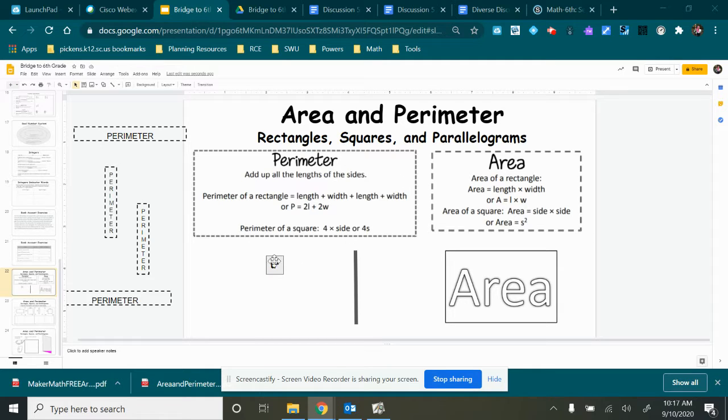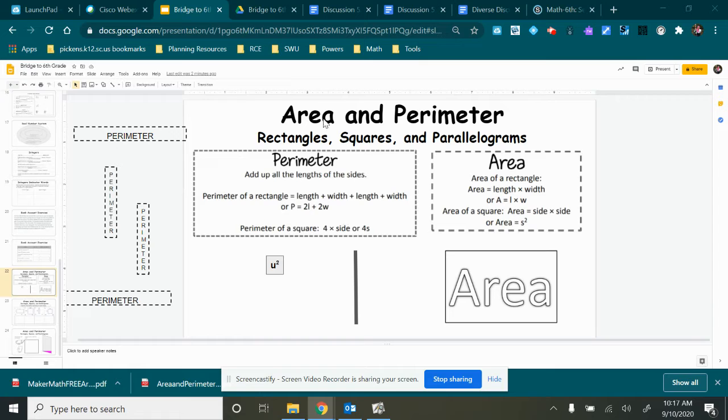Also, in your notes, you won't have this little square or this line. I just added those for a demonstration that I'm going to do in this lesson. So if you need to, pause the video and get the virtual notebook open, Bridge to Six. If you already have it open, you can just let the video run.